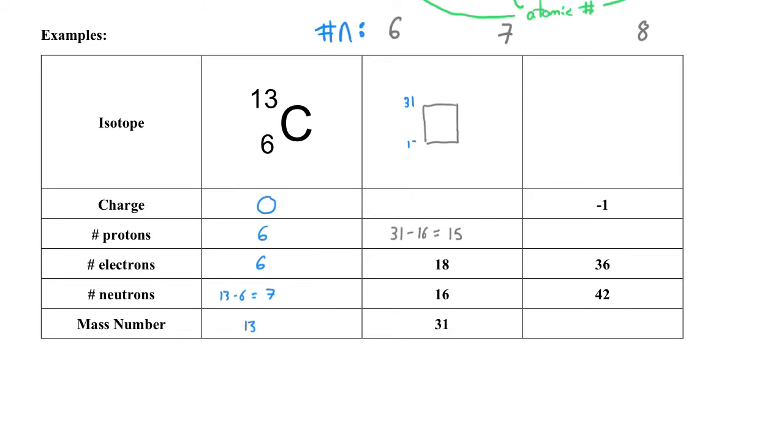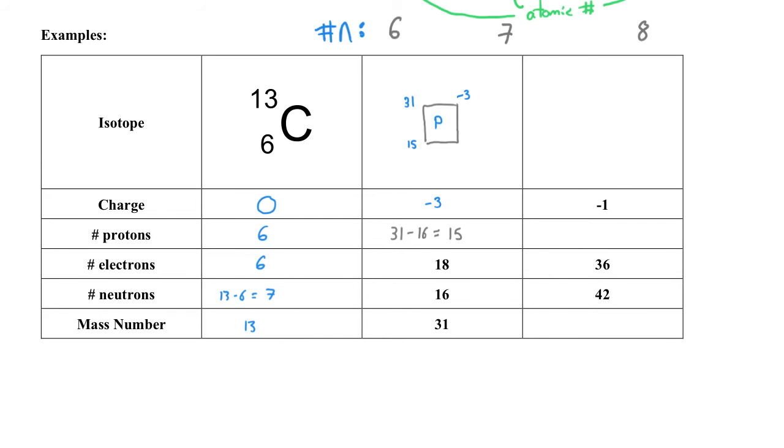Looking at the periodic table, we see that the element with atomic number 15 is phosphorus. Now there's one more missing space here, that is for charge. How do we figure out the charge of this particular species? Well, we look at the number of electrons and the number of protons and we compare. Notice there are 3 more electrons than protons, giving us a charge of -3.